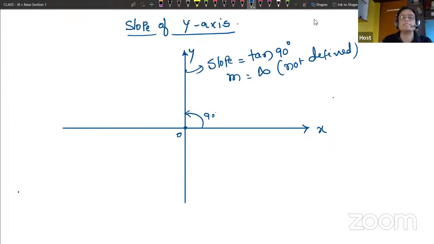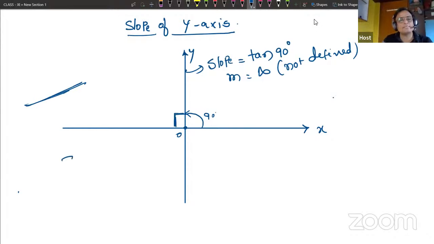So slope of y-axis is not defined. Dear students, clearly you see that the y-axis we call as perpendicular. Slope means it should have some cross. Cross lines are called slope. The y-axis is a vertical line. So we never use the word slope for a vertical line; for a vertical line, we use the word perpendicular. Therefore, slope of y-axis is not defined.